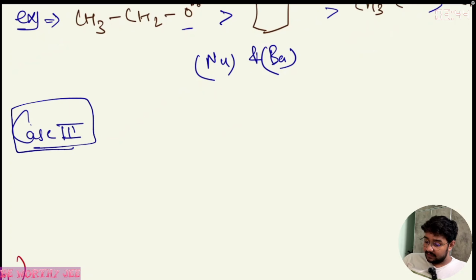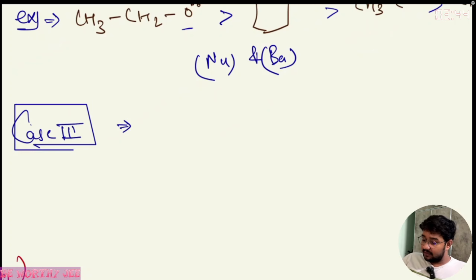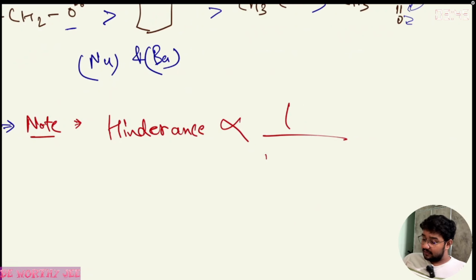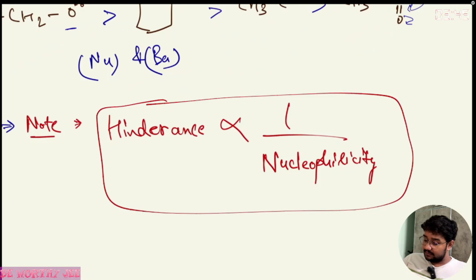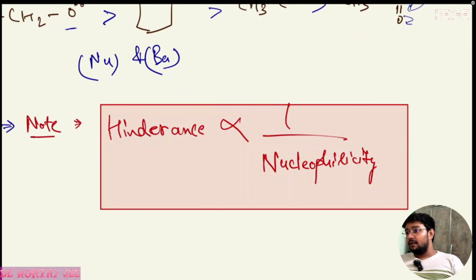Case third is the simple one, and you should put a note on behalf of that, like hindrance reduces nucleophilicity. So hindrance is inversely proportional to nucleophilicity. This thing you should remember. So we discussed in detail electrophile, nucleophile, and the comparison of nucleophilicity and basicity, and we discussed polar protic and aprotic solvents.